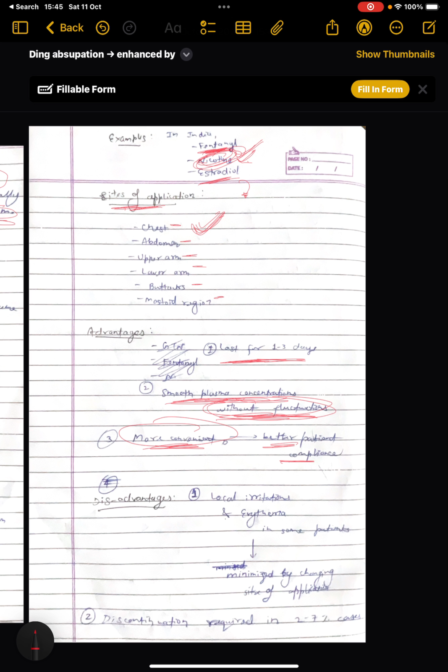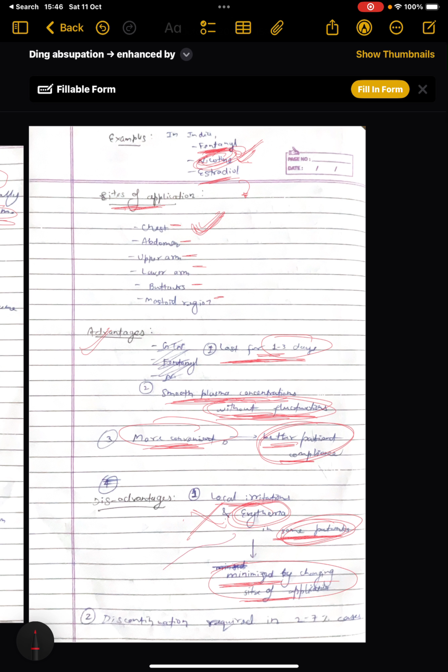Now, since we know that these can last for 1 to 3 days, hence prolonged application of these can cause the irritation of the skin or the erythema. Now, what is erythema? This is nothing but the localized reddening of the skin due to the localized dilatation of the capillaries in the skin. Now, this will not always occur, only occurs in some patients. Hence, so many advantages and so better patient compliance. This can also be minimized by changing the site of application. So this is not that much big of a problem.